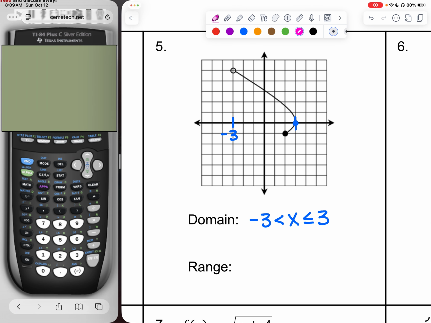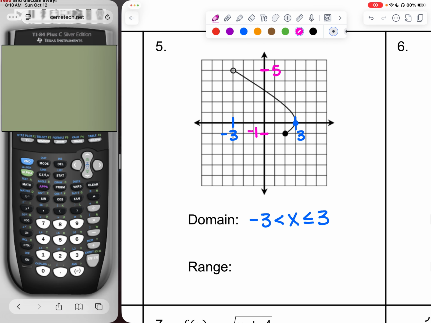Now we do the same thing for range. You go to the lowest part of the graph, mark it on the y-axis. Go to the highest part of the graph, mark it on the y-axis. So we know that the lowest part of this graph, and it is a closed circle, is at -1. And we know that the highest part of this graph, which is still going with that open circle, is at +5. 1, 2, 3, 4, 5.